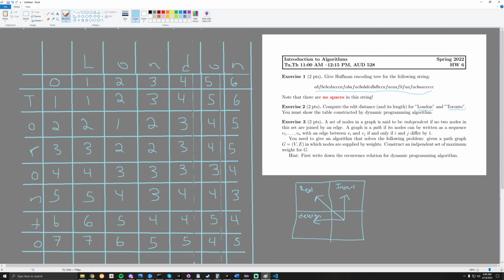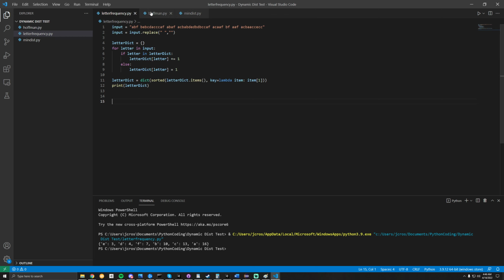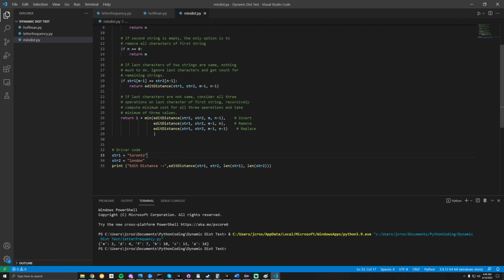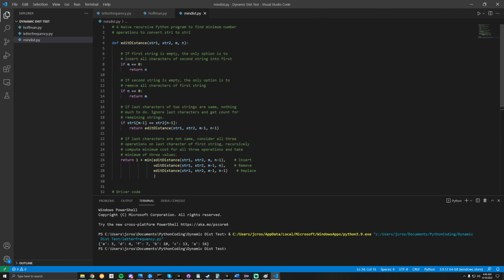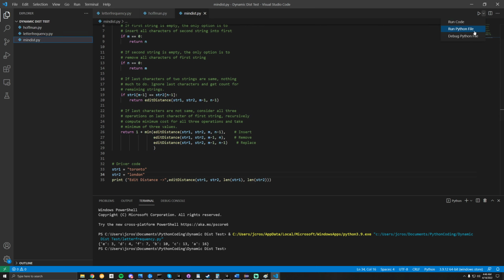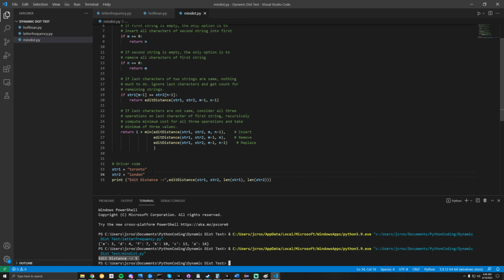And let's see here. I think that's right. Let's double check. So I got my code real quick. I have a little min distance here. Got my Toronto and London, a simple algorithm for the edit distance. I give it a run. We can see a min edit distance of 5. So it looks like it checked out. We found a minimum distance of 5.